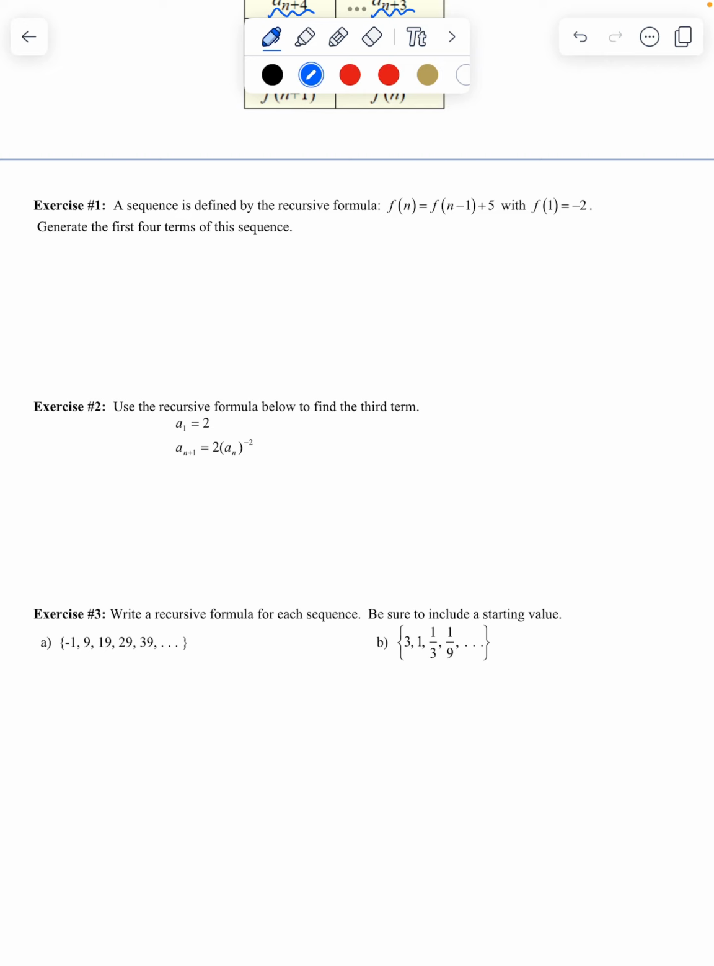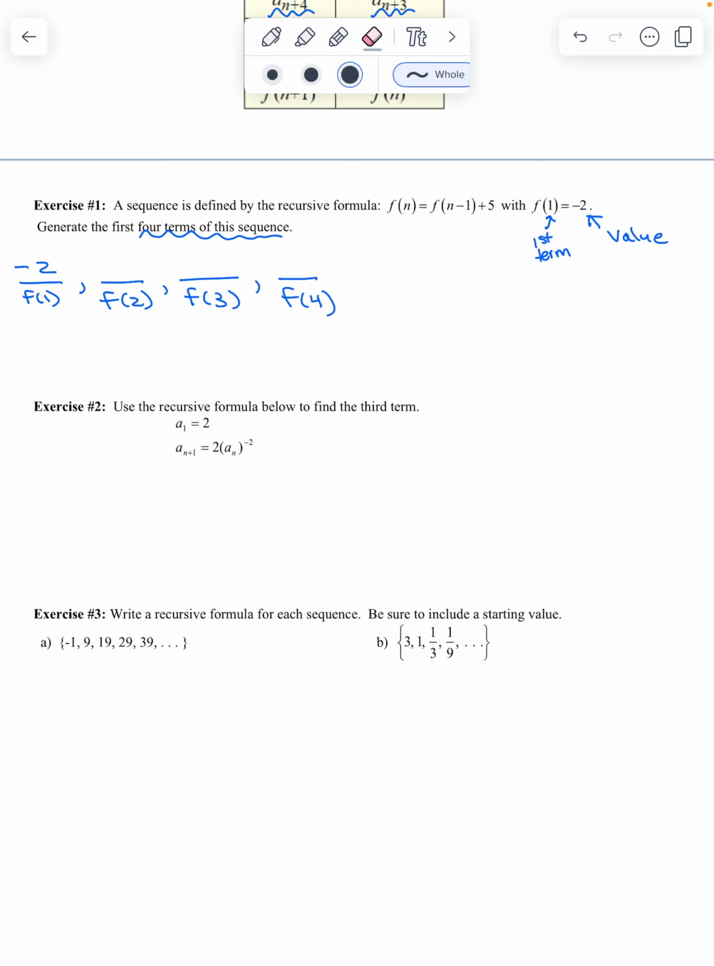Okay, so let's look at a question. So we have this recursive formula. Here's our formula. And this is saying that our first term has a value of -2. And we have to find the first 4 terms of the sequence. So they're using this function notation here. So my first term has a value of -2. I need to find the value of the second term, the value of the third term, and the value of the fourth term. So I'm going to do that by using my formula.